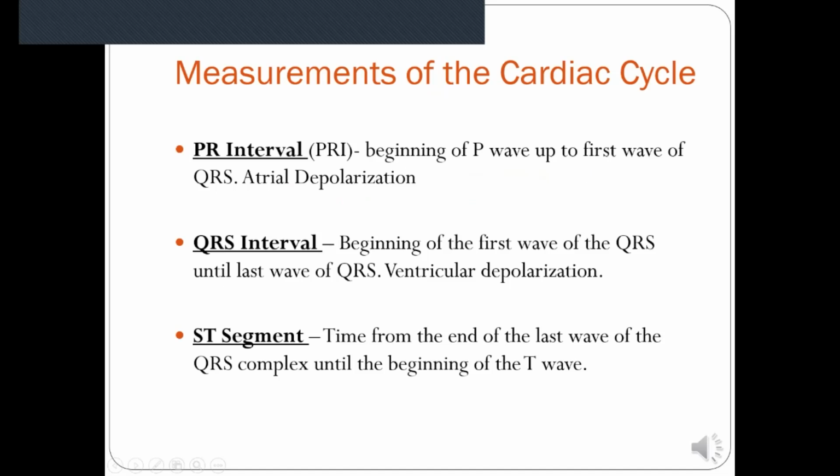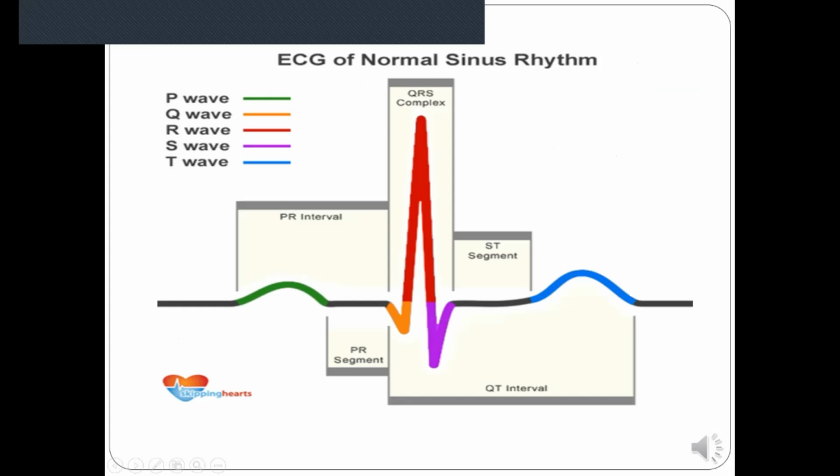And so the measurements of the cardiac cycle, so when I was talking about it before, we usually look at the PR interval, which is actually PRI. It's the beginning of the P wave, and it goes up to the first wave of the QRS, and that's that atrial depolarization. You have QRS interval. It's the beginning of the first wave of the QRS until the last wave of the QRS, and that's ventricular depolarization. And then you have that ST segment, and that's the time from the end of the last wave of the QRS complex until the beginning of that T wave. So here it is, kind of pictured out with color.